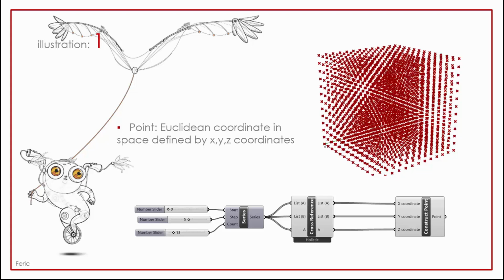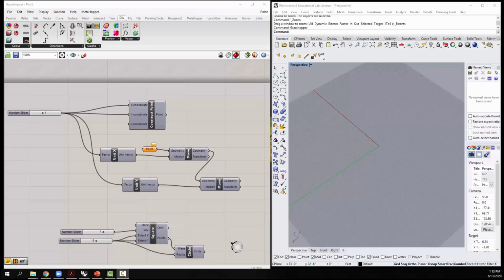All right, so the first example that I wanted to show you was just a point, a very simple version of how Grasshopper works. I've pulled up Rhino and Grasshopper here, and I have just a really simple definition I want to run through really quickly. This construct point here is what makes a point.